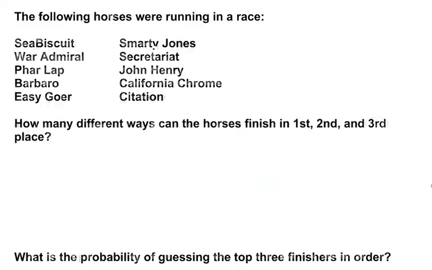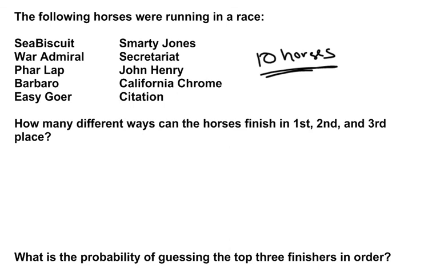All right, one final example to look at, and it ties in a little bit with probability. We're looking at a horse race, okay? We have several different horses running in a race. In fact, there's 10 horses running in a race. And the question is, how many different ways can the horses finish in first, second, and third place?